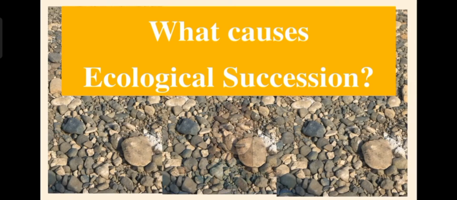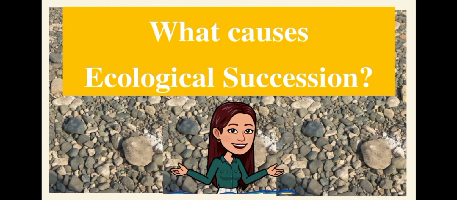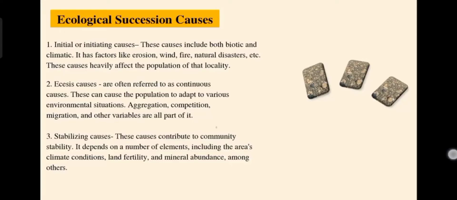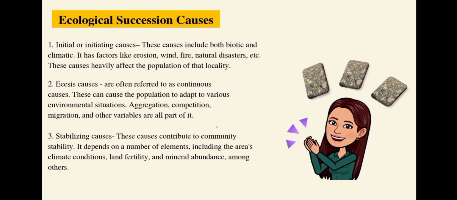Let us proceed to the causes of ecological succession. What do you guys think are the causes of ecological succession? The causes of ecological succession are mainly three types, and these are as follows. First, we have the initial or initiating causes. These causes include both biotic and climatic. These causes heavily affect the population of that locality. It has factors like erosion, wind, fire, and natural disasters.